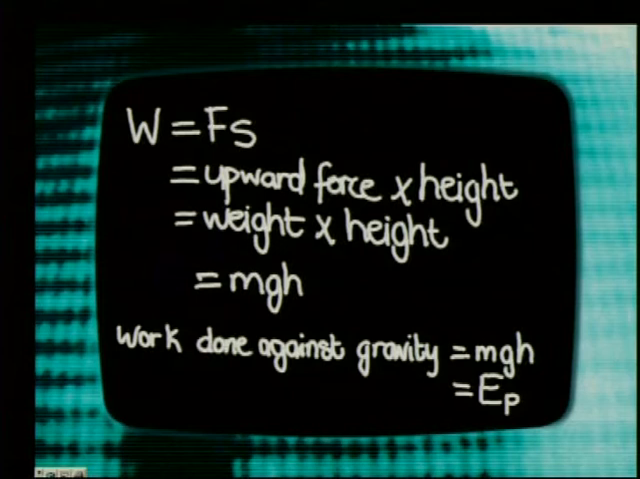We use the symbol E subscript P for gravitational potential energy. Can you think how we could calculate this gravitational potential energy? Remember, the work done against the gravitational field is mgh, and this is equal to the gravitational potential energy.